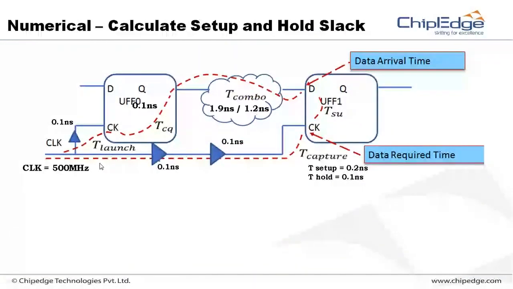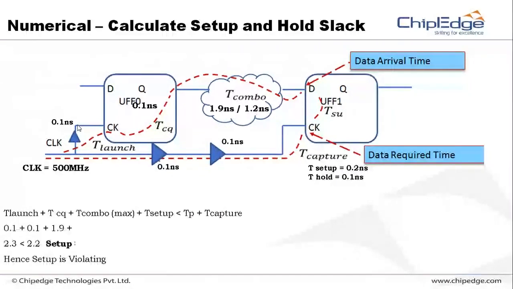The clock frequency will be given as 500 megahertz. We will convert this into a period, so it will be 2 nanoseconds. Now see, there's a delay here, T launch, 0.1 nanoseconds. I'll show you the answer. TCQ is one more 0.1 nanoseconds I have taken. This combinational circuit, if it operates faster, will take 1.2, slower means 1.9. So I need to consider the slower version of this. So T combo is 1.9, plus T setup. T setup for this D flip-flop will be 0.2 nanoseconds.